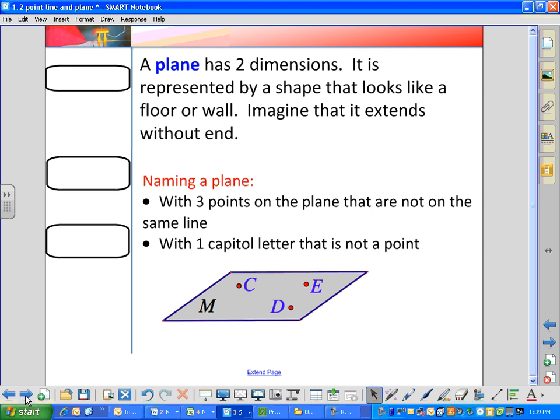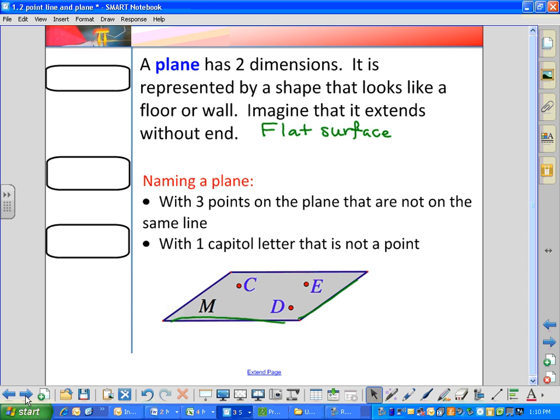Okay, the third thing that I asked you to think about was a plane. And what is a plane? We say a plane has 2 dimensions. So maybe it has length and width, but not height. So it has no thickness. We usually represent it by a shape that looks like a floor or a wall or a tabletop. Any kind of flat surface does a good job representing a plane. The only thing is that a wall has a top and a bottom, and a plane extends without end. Just like a line keeps on going forever, a plane keeps on going forever as well. So it keeps on going up and down and to the left and to the right.